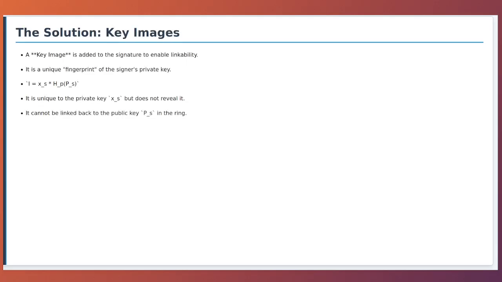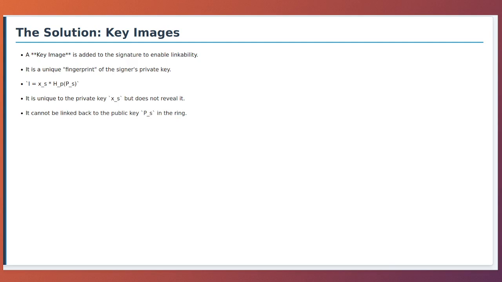The solution: key images. The clever solution to the linkability problem is a cryptographic tool called a key image. A key image acts as a unique identifier for a signer's private key, but in a way that is computationally dissociated from their public key. The formula to create a key image is I = x_s * H_p(P_s). Let's break this down.